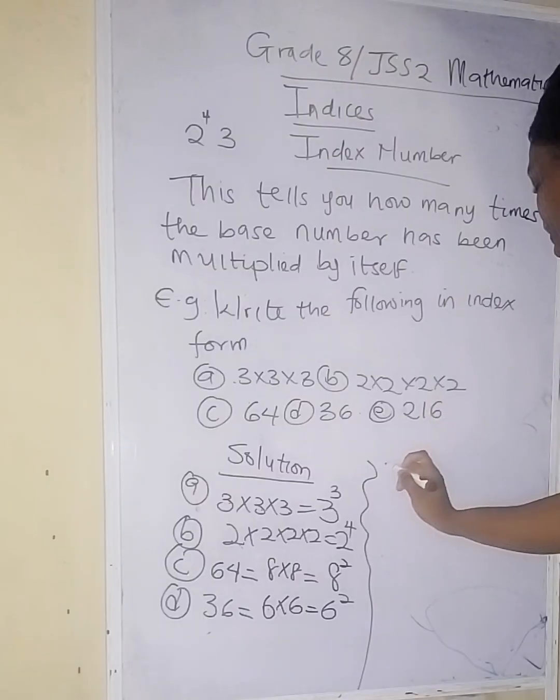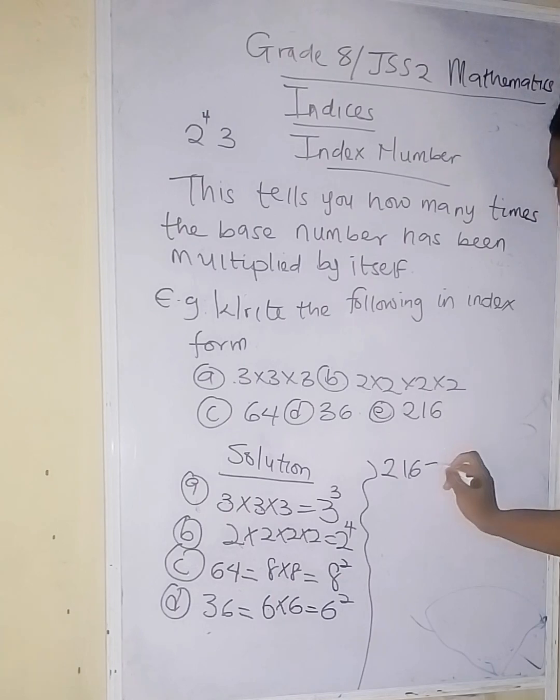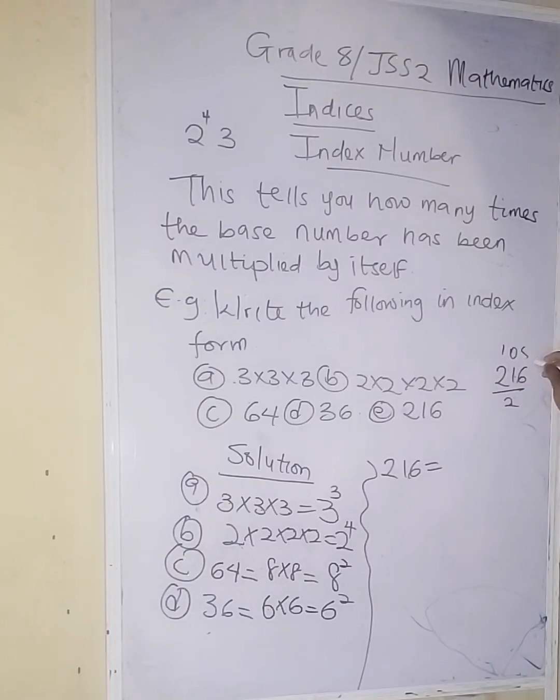So what and what can give us 216? We can just divide this by 2 so we can know the amount. 216 divided by 2 is 108. So that is 108 times 2. We're going to keep breaking it down till we get to the lowest amount.